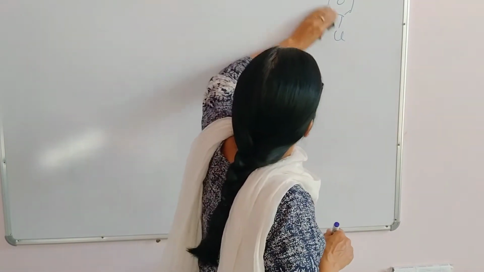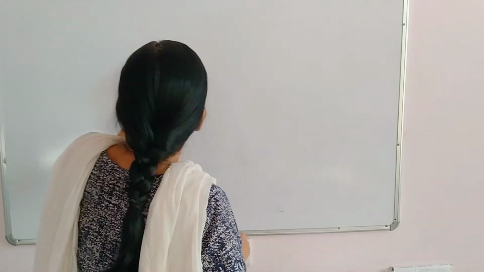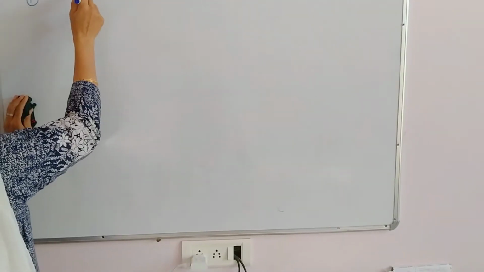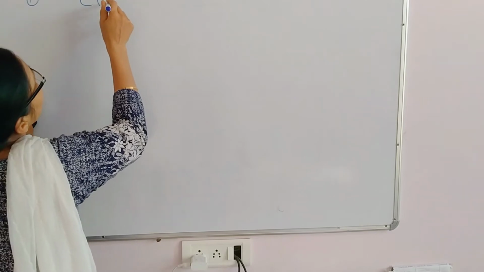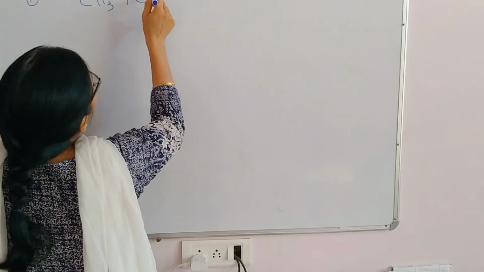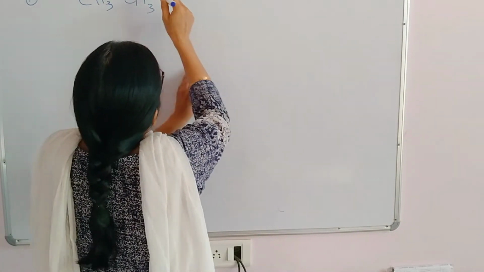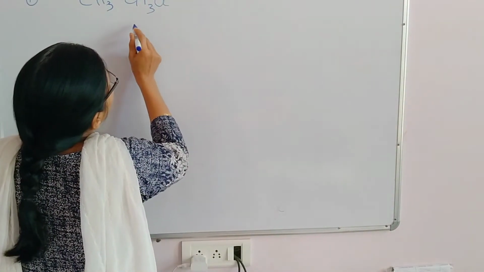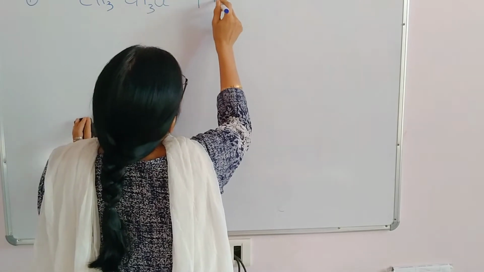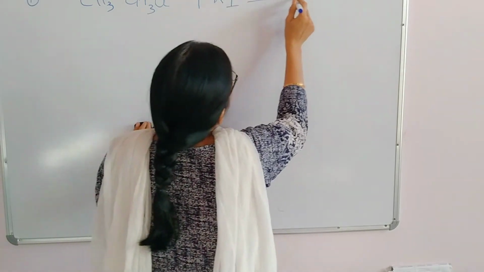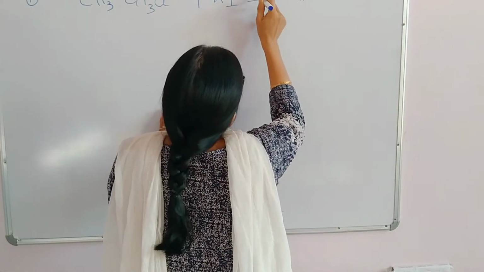Next, some name reactions are here. So first I would like to take CH3CH2X, where X can be Cl or Br only. It will work with KI in the presence of acetone.